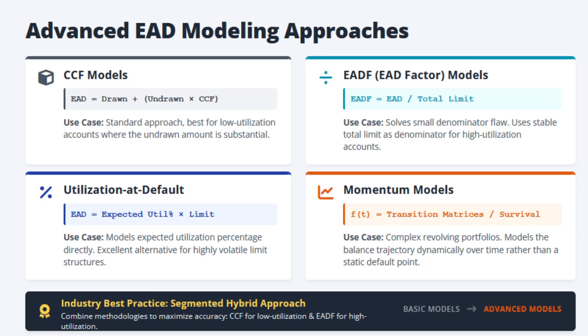Utilization at default model. Here, we model the expected utilization percentage at default directly and then multiply by the limit. Segmented approaches, using the CCF models for the low utilization accounts and EADF for high utilization accounts, creating a hybrid framework. Momentum models. For complex revolving portfolios, model the balance trajectory over time using transition matrices or survival analysis. Each approach has specific use cases, and sophisticated banks often combine multiple methodologies.